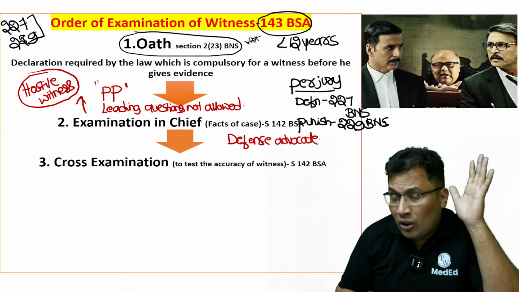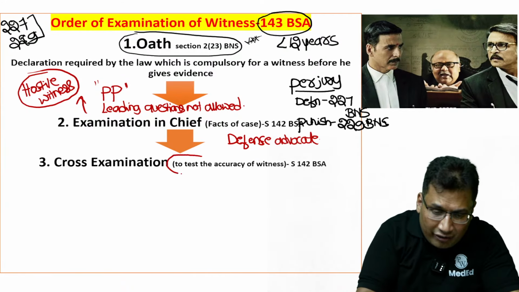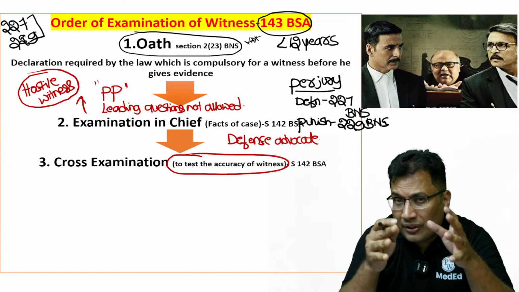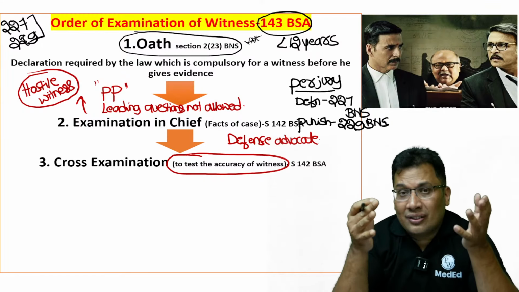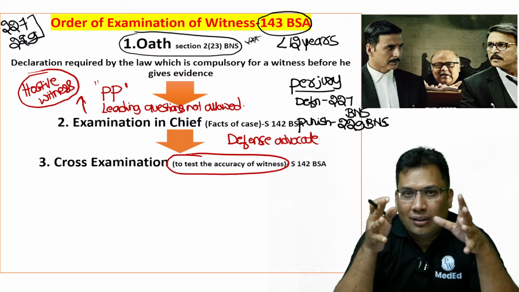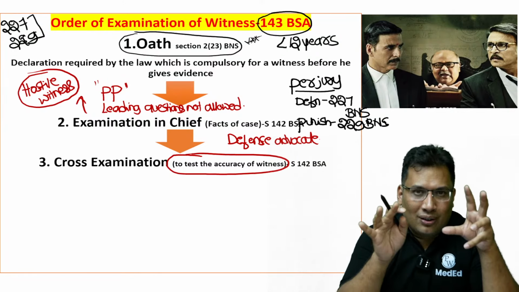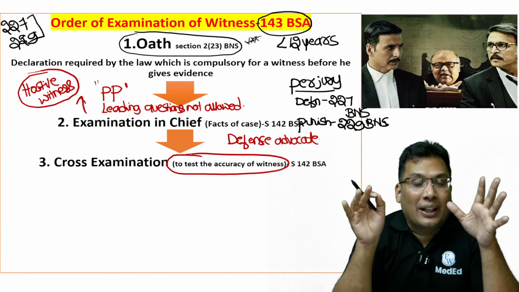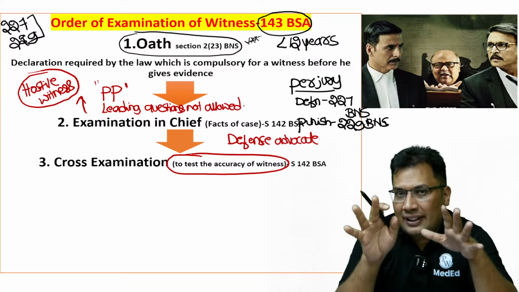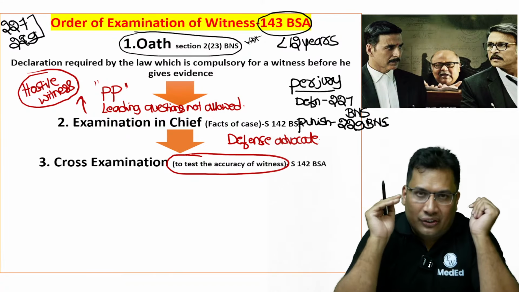What is the motive of cross-examination? What is the objective? To test the accuracy of the witness. Sometimes there are many weak points, some wrong statements in the witness's statement. The cross-examination is going to explain to the court that the witness is not correct, not accurate, or is a false witness. That is the role of cross-examination.